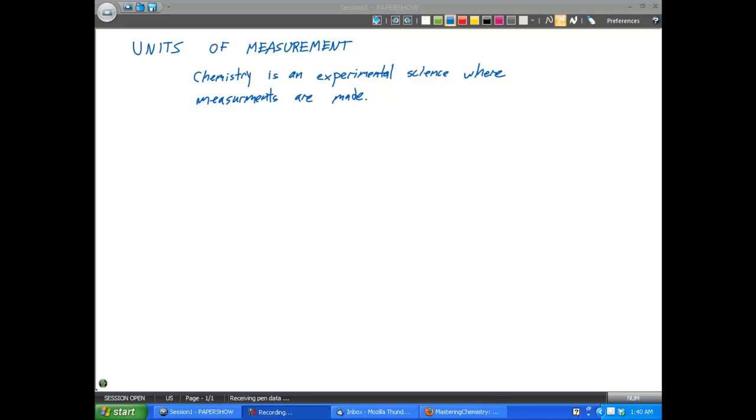So let's talk about the units of measurement, or SI units, as we will refer to them in this particular course. So there are various physical quantities which we will investigate in this course. The common ones are mass, which has an SI unit of a kilogram.